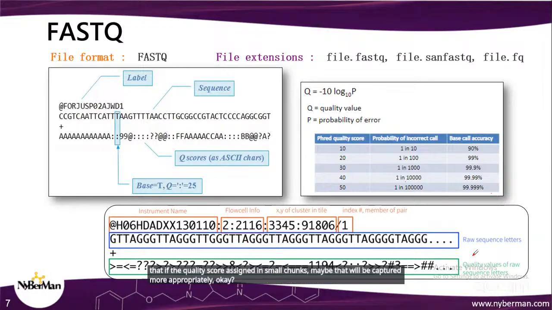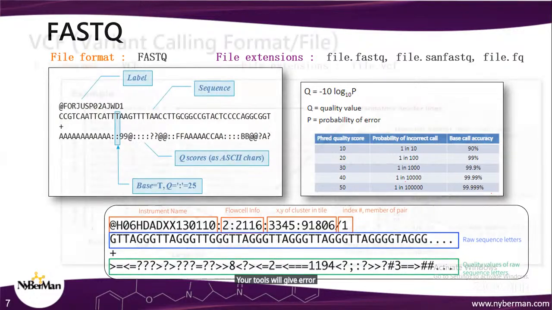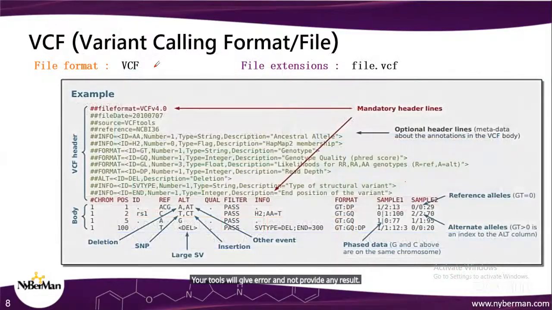Okay, the next line is the raw sequence letters that we already know where they are coming from, directly from the DNA, which is extracted from the patient. And we have the quality values on the fourth line. So never forget the third line, because it seems very simple and unnecessary, but it is very necessary to complete the format of the file. Otherwise, your tools will give an error and not provide any result, even if you have the right file and right information.